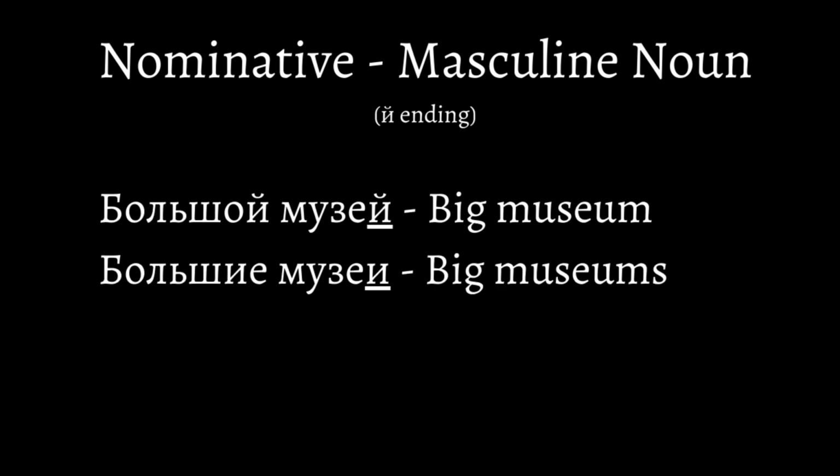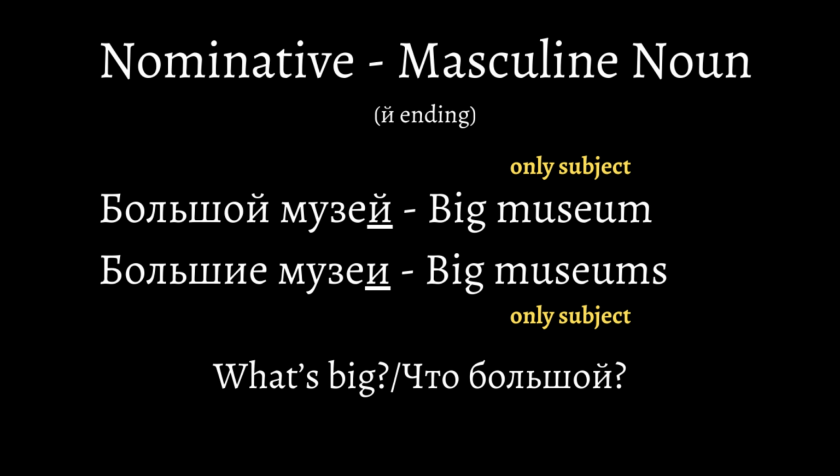Большой музей and большие музеи are big museum and big museums. It's a masculine word that ends with й (i краткое), and we pluralize it by replacing й with и. Surely, большой changes to большие, but simply focus on the nouns. Музей and музеи are the only subjects in the nominative because by asking what's big, что большой, we have an answer. Большой музей, or большие музеи.